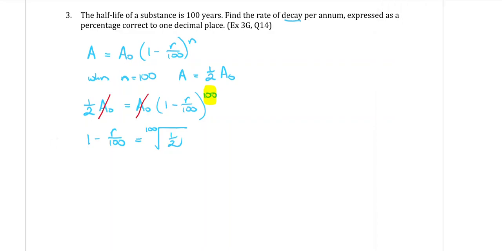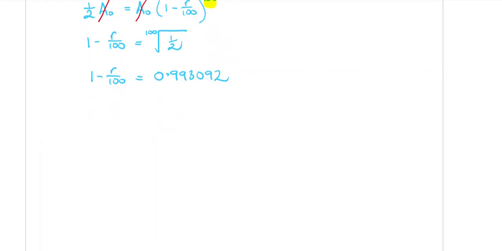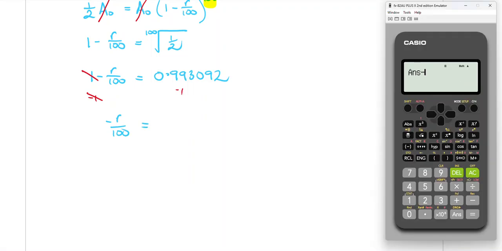0.99309. I'm going to keep a few of those decimal places because I'm not finished calculating yet, and I don't want to bring in any errors too early. So 0.993092, that'll do. Okay, I'm still trying to work out what r is, so I need to move some more things away. The next thing I'm going to do is minus 1 from both sides to get rid of that, and that will leave minus r over 100 equals, so from this number I'm subtracting 1, and I get minus 0.0069.